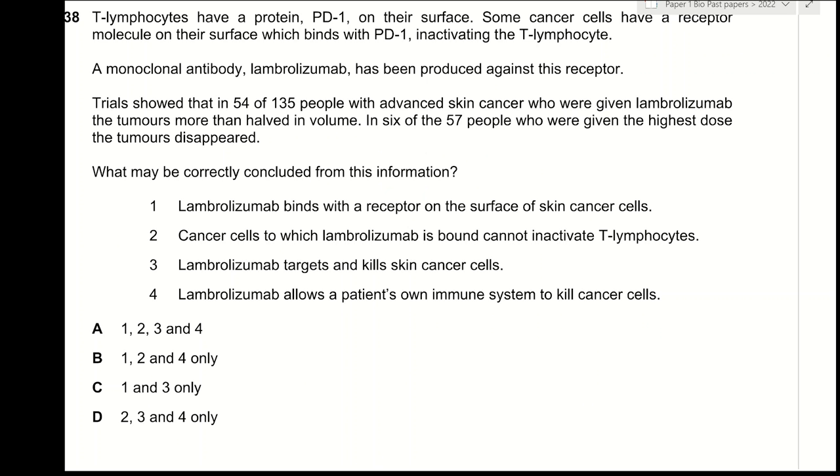Question number 38. T lymphocytes have a protein PD-1 on their surface. Some cancer cells have a receptor molecule on their surface which binds to PD-1. So let's assume this is a cancer cell. It has a receptor which binds to PD-1 on T lymphocytes, inactivating the T lymphocyte, so not allowing the T lymphocyte to kill the cancer cell.